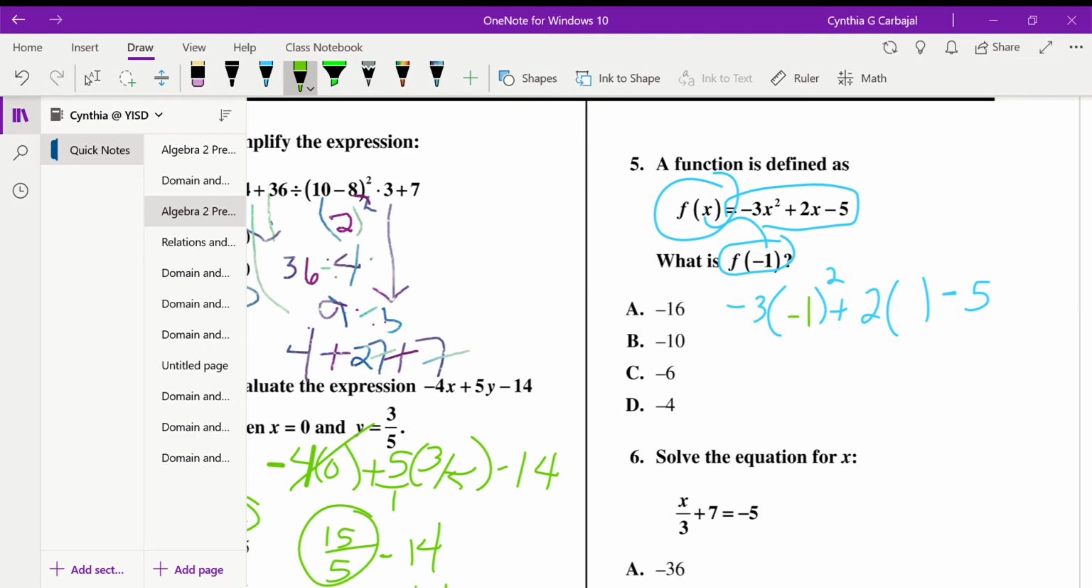So -1, -1. That's going to be -1 squared, or -1 times itself twice, which gives me a +1. And then -3 times -1 would be +3. And then we move on. 2 times -1 is -2. And bring down that -5. And at the end, you just subtract. -3 minus 2 is -5. Minus another 5, -10.